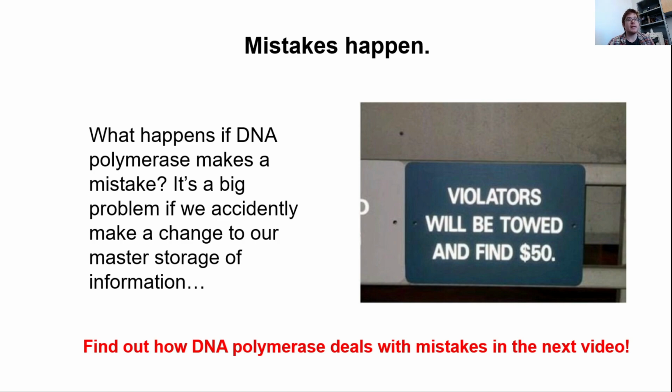So if we start putting errors in our genome, we're going to lose the fidelity of that information. And so in the next video, we're going to find out how DNA polymerase actually deals with mistakes and how it has proofreading activities that let it go back and fix mistakes that it makes along the way.